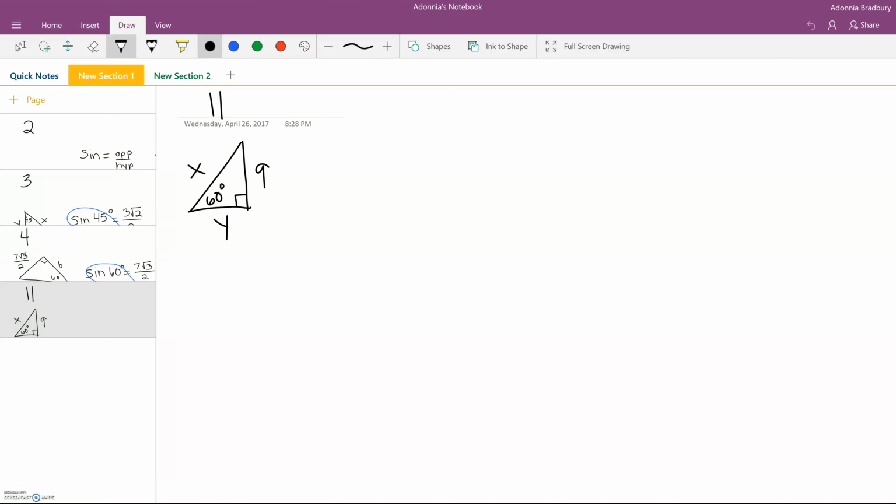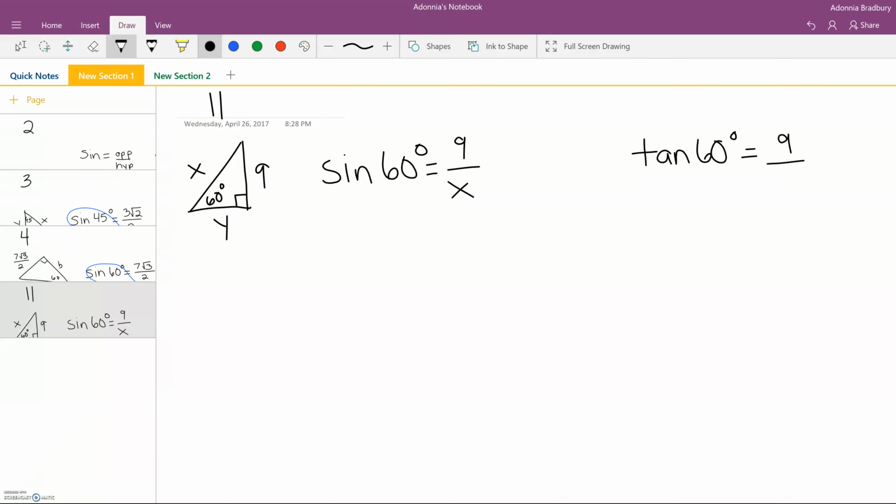11 is asking for really the sine of 60 degrees. So the sine of 60 degrees is going to equal the opposite, so that's going to be 9, over the hypotenuse of x. And then your tangent is going to be your other value that you're going to use. Tangent of 60 degrees is going to equal the opposite, which is 9, over the adjacent of y. Okay, so these are the two problems set up.